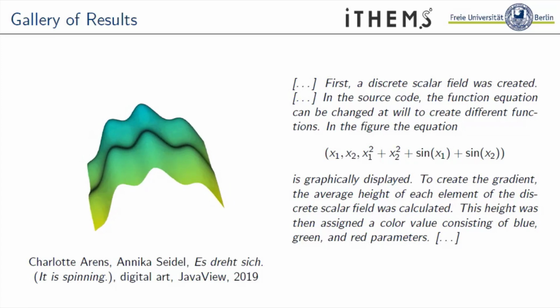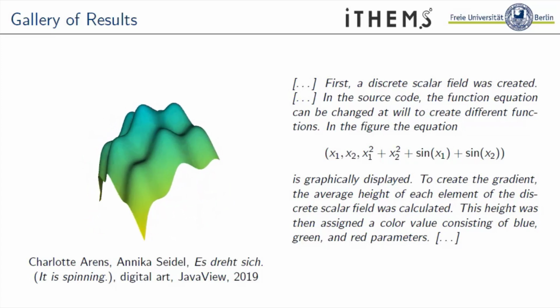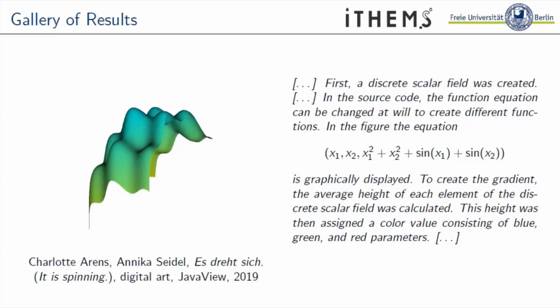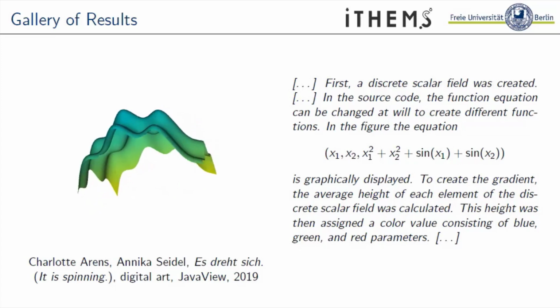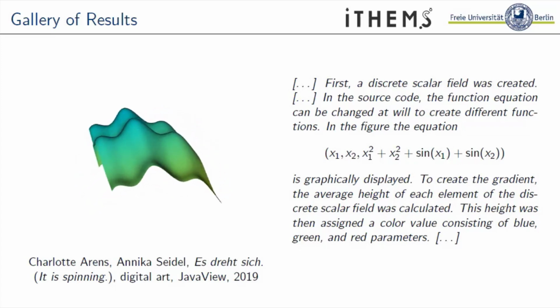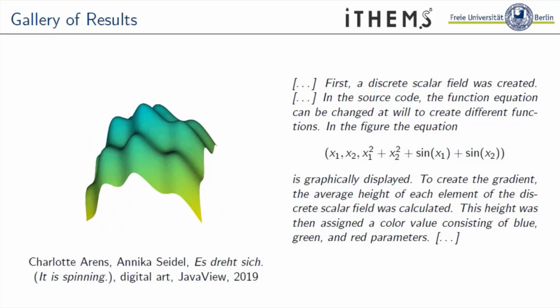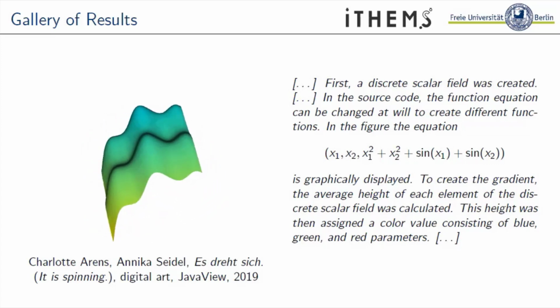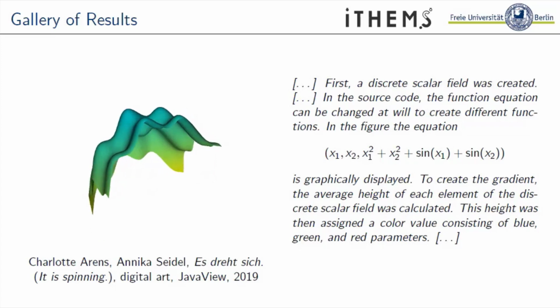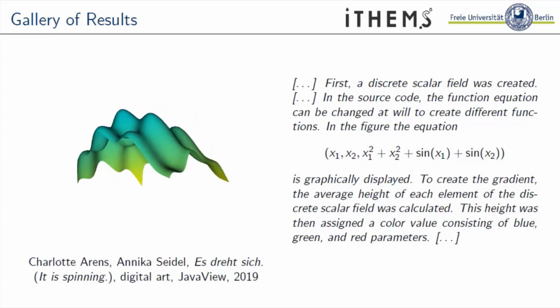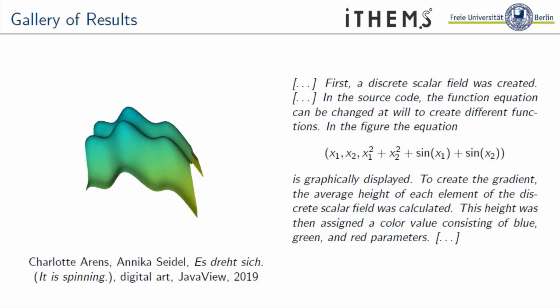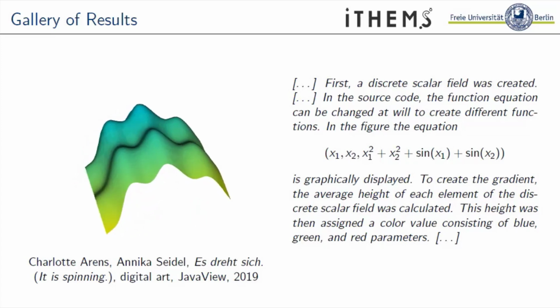First, a discrete scalar field was created. In the source code, the function equation can be changed at will to create different functions. In the figure, the equation x1 and x2 go to x1 squared plus x2 squared plus sine of x1 plus sine of x2 is graphically displayed.